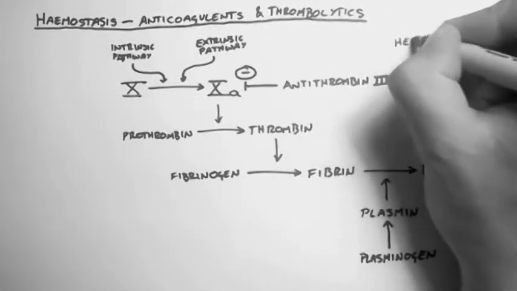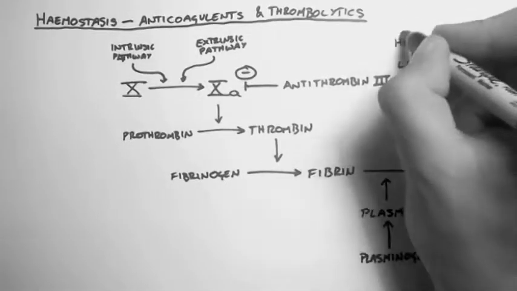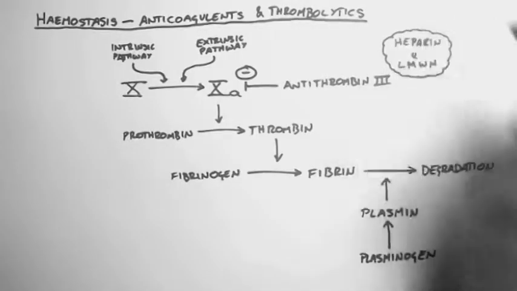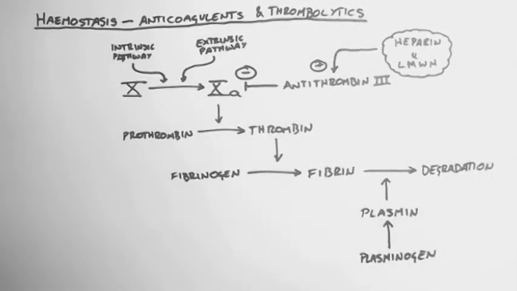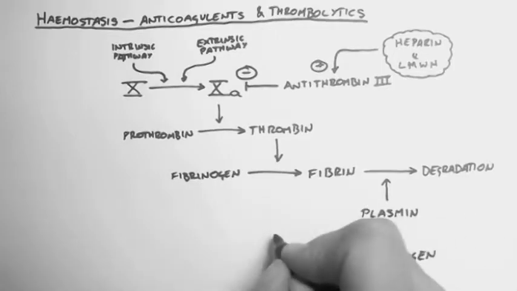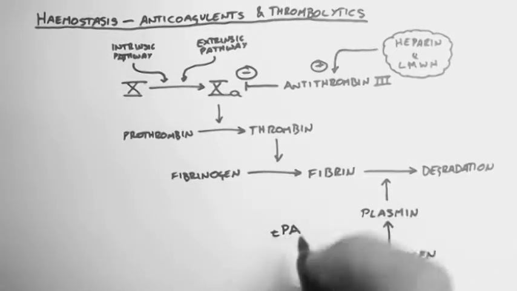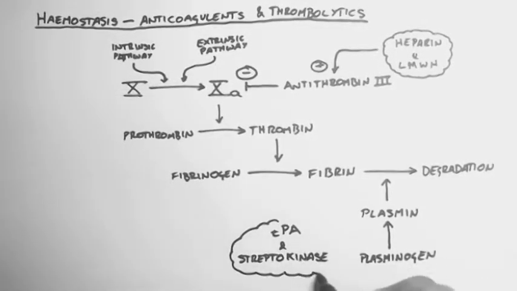So a couple of very commonly used drugs are heparin, or its cousin, low molecular weight heparin, or LMWH for short. And these two drugs are activators of antithrombin 3, thereby inhibiting factor 10A and stopping the coagulation cascade. If a thrombus is formed, we can use the drugs tissue plasminogen activator, or TPA, or streptokinase, which are drugs which activate the conversion of plasminogen into plasmin.